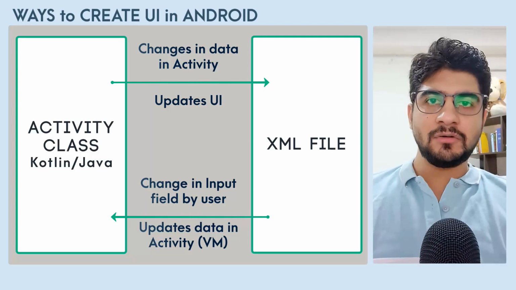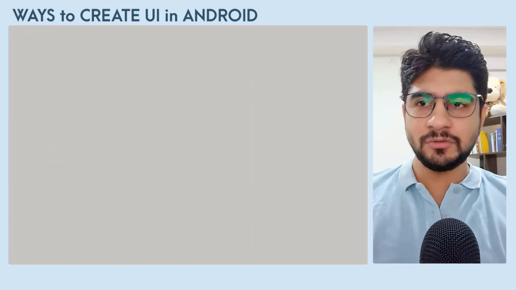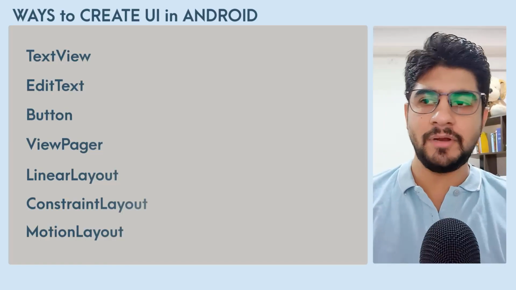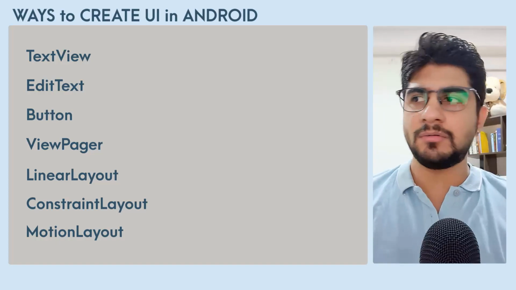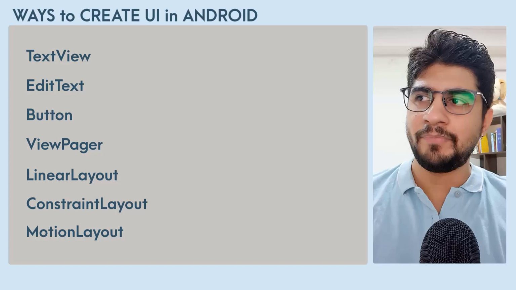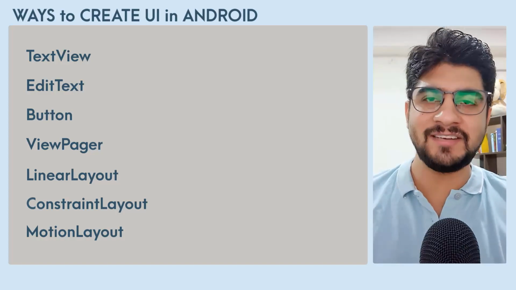You can read and write value to those elements. There is a huge set of UI elements already defined in the Android SDK, which you can use to create layouts like text view, edit text, radio buttons, spinners, linear layout, frame layout, relative layout, recycler view, list view, and coordinator layout, constraint layout, motion layout, etc.